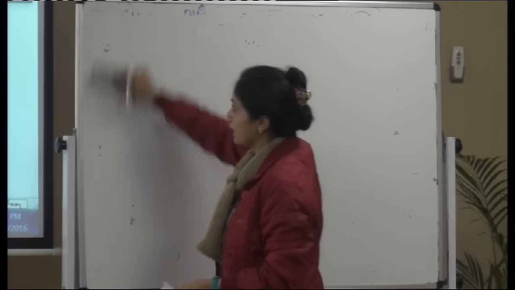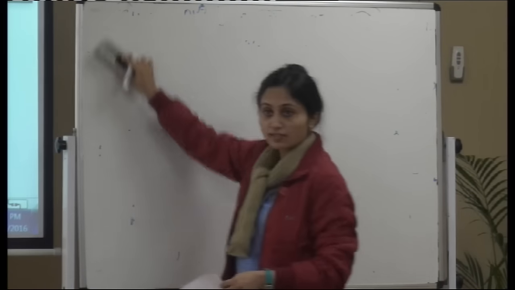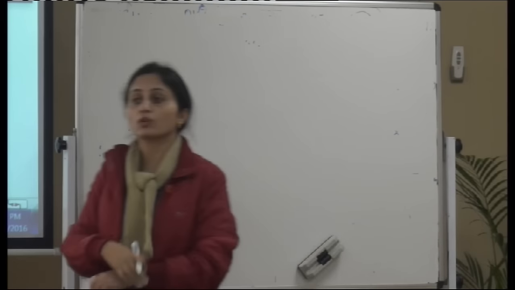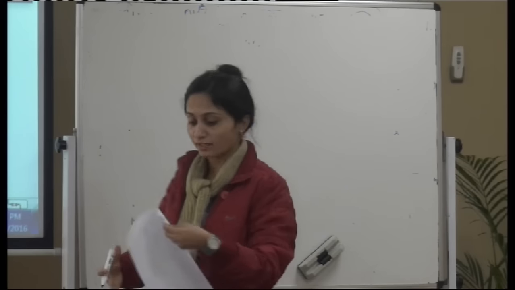Because of less steric hindrance there. Alright. And why is SN2 not favored by tertiary? Because there is a lot of steric hindrance because of the bulky methyl groups which are present.